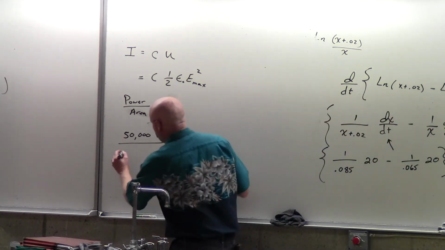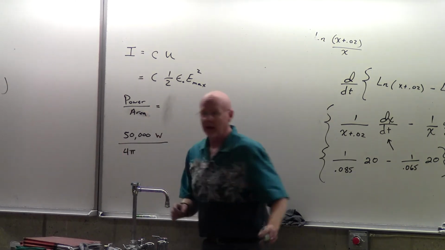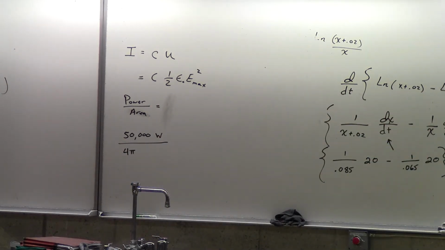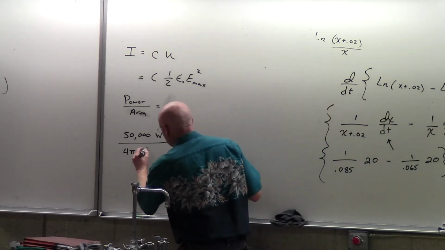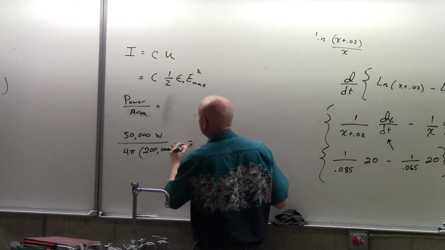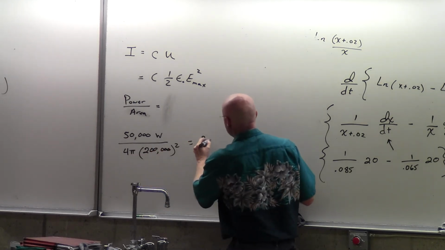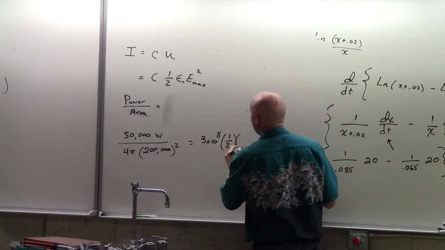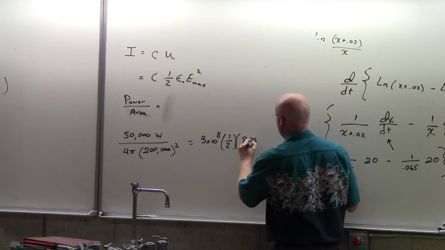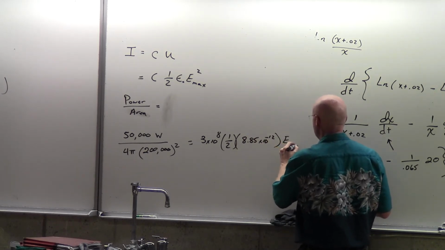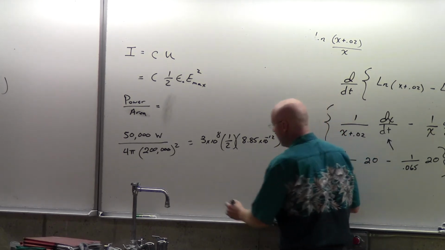And then the area is 4 pi r squared. And of course, now we're a good distance away, 200 kilometers. So let me write it as 200,000 meters. Let me write this as 3 times 10 to the 8th. Let me write that as 1/2. Let me write that as 8.85 times 10 to the minus 12. Let me write this as the maximum field squared.